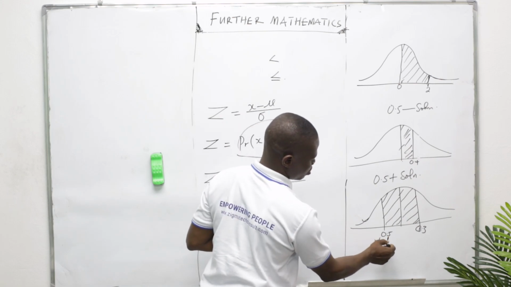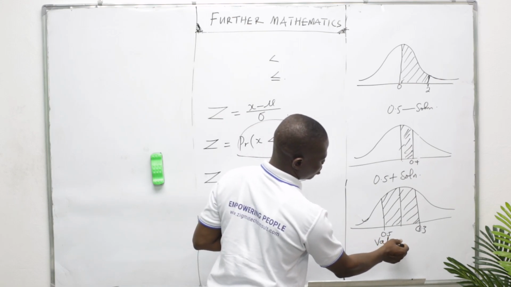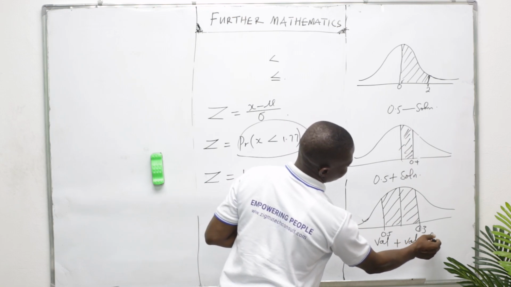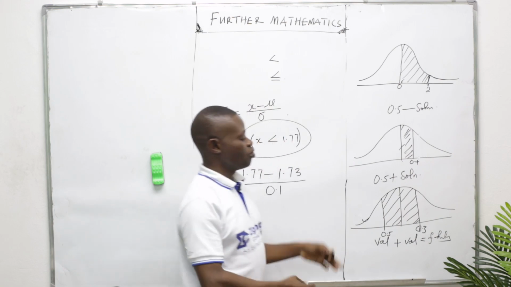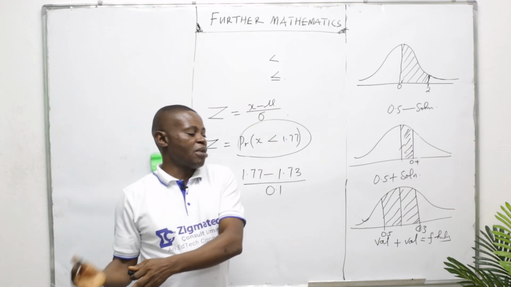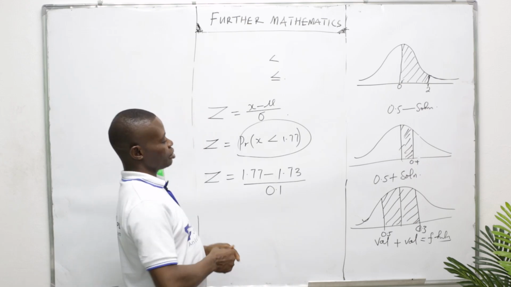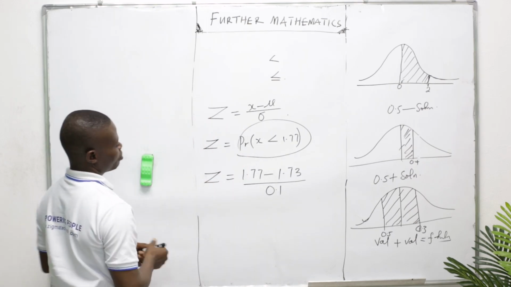value plus this value equals who? Final solution. We are not using 0.5 minus or 0.5 plus. Take note. Now let us finish this part.